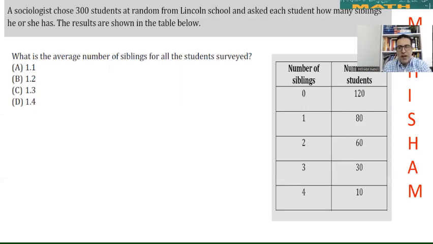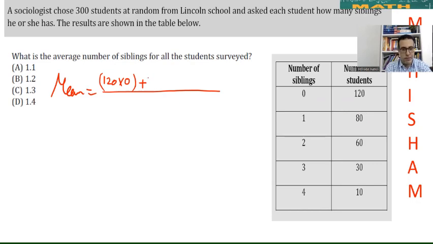Regarding the second example, I need to figure out the value of the average, the mean. What is the value of the mean? To find the mean, it is the sum of the values divided by the number of them. How many siblings do I have here? 120 students have 0 siblings, so I have 0. Then I have 80 students, each student has 1, so 80 by 1, because I have 80 siblings. Then 60 by 2, 30 by 3, 10 by 4. And the number of students is 300.